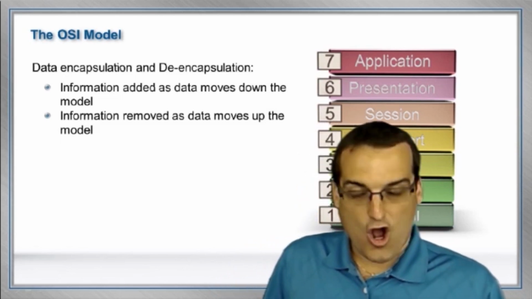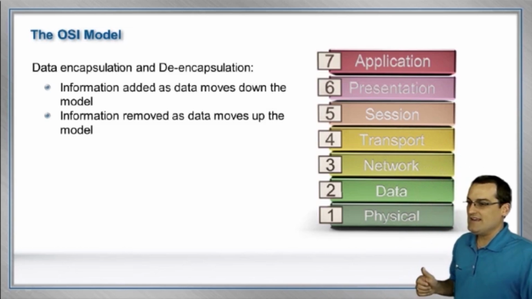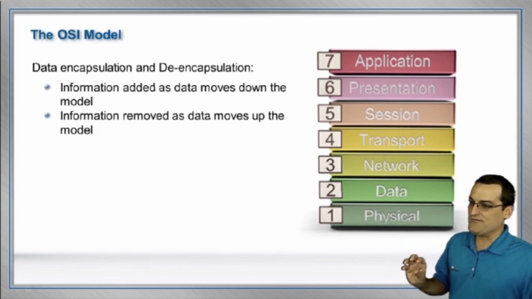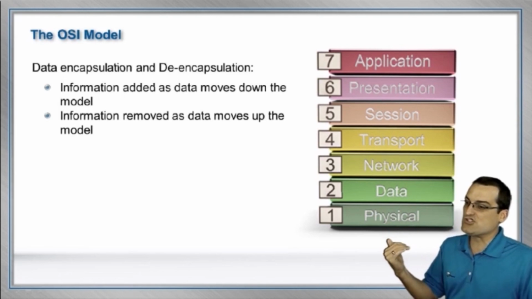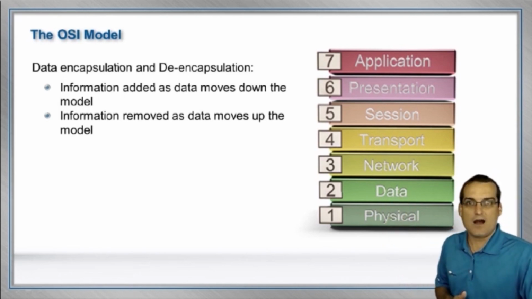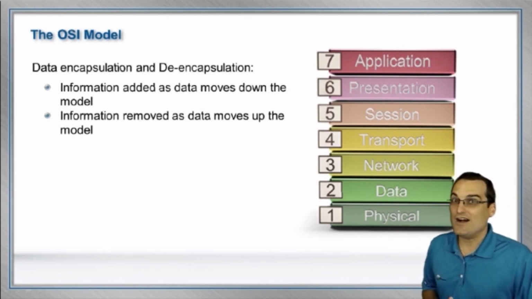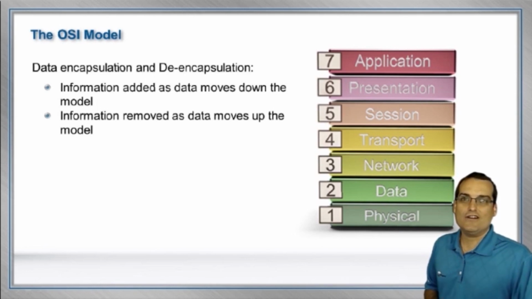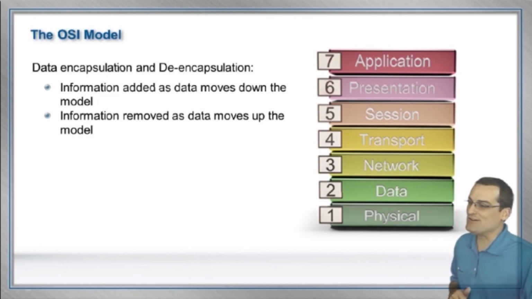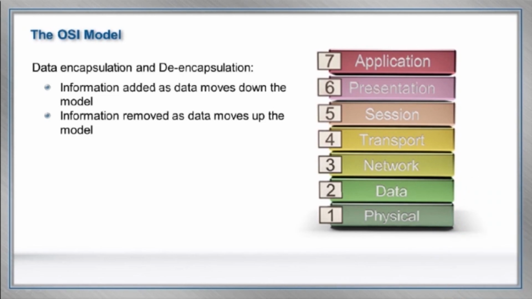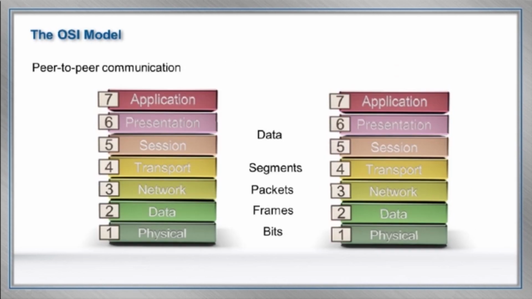Guess what? On a receiving machine, as the encapsulated information and data arrives, the encapsulated info is stripped off as it moves up the model, and this, of course, is what we call de-encapsulation. So please be familiar with encapsulation and de-encapsulation when it comes to the OSI model.